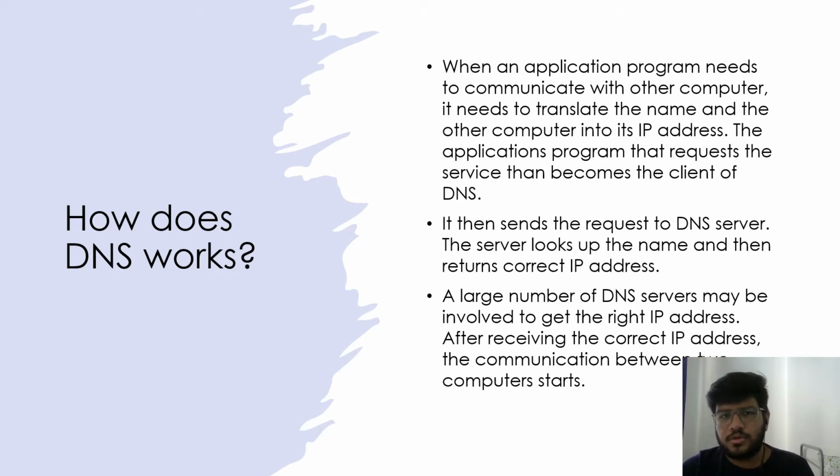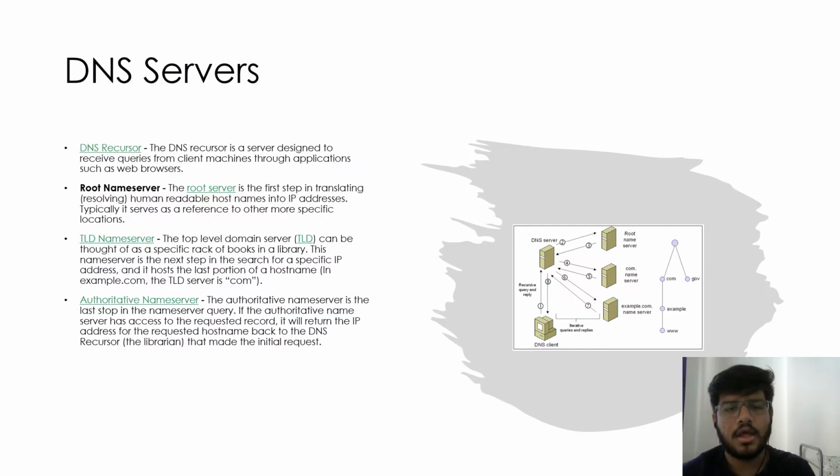When a user wants to load a web page, a transition must occur between what a user types into their web browser and the machine-friendly address necessary to locate the web page. So, a large number of DNS servers may be involved to get the right IP address. After receiving the correct IP address, the communication between the two computers starts. Now, talking about the DNS servers. So basically, there are four main DNS servers: the DNS recursor, the root name server, the TLD name server, and the authoritative name server.